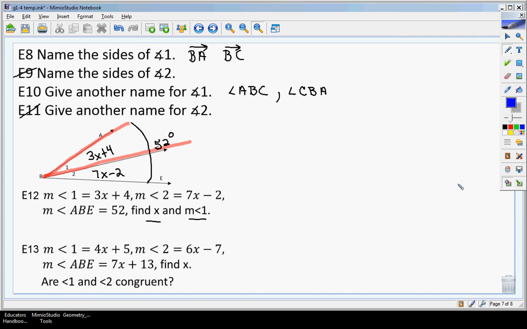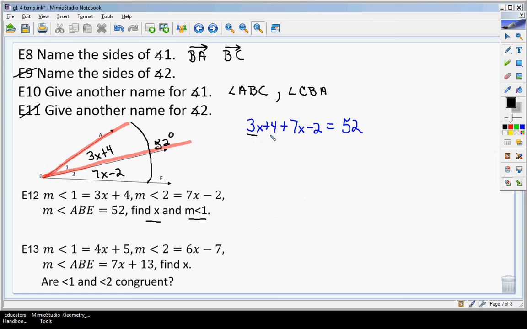This is just like the segment addition postulate. It's the angle addition postulate, but it's exactly the same. It says if I know part of an angle, I know another part of an angle, that I can add those two pieces together and it should be equal to the whole thing. 3x plus 4 plus 7x minus 2 should be equal to 52.